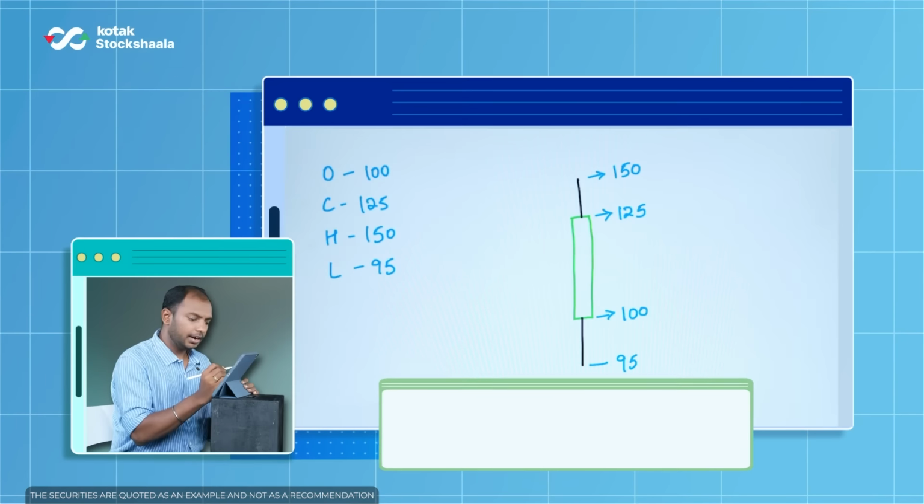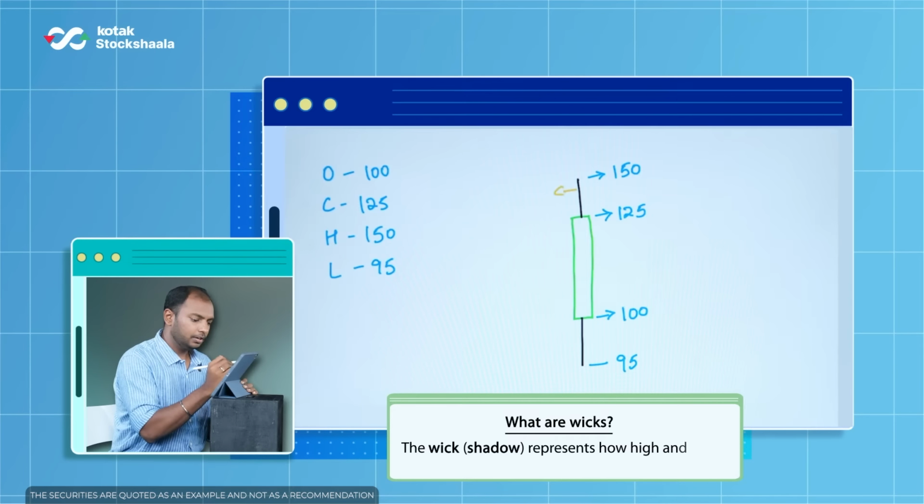Let's talk about the two parts of the structure of a candlestick. One part is called the body of the candle and the other part is called the shadow or the wick of the candle. We'll start with the shadow of the candle. Let's head to the whiteboard to understand more about it. The shadow or the wick of the candle basically represents how high or how low a specific stock has moved in that specific time frame.